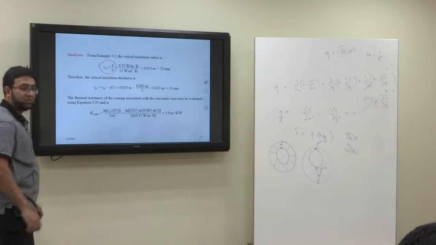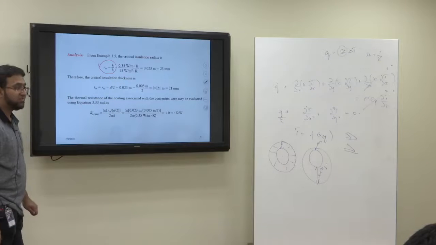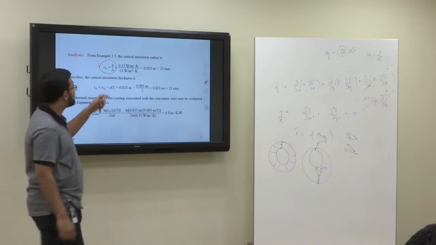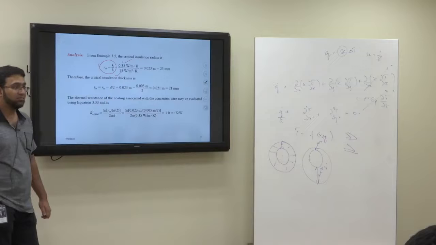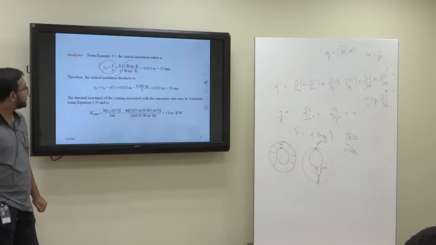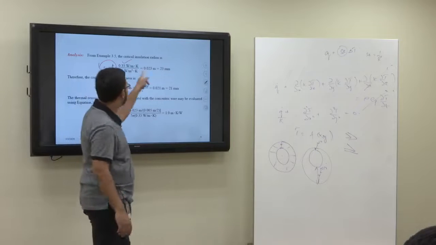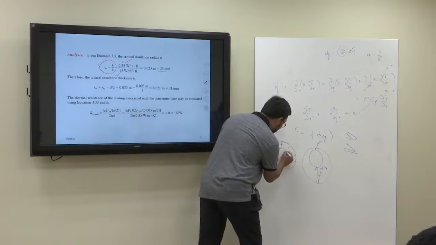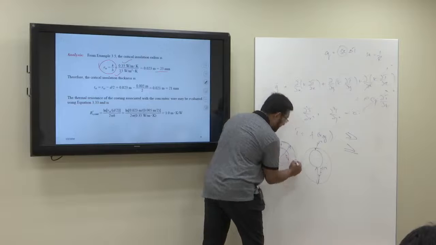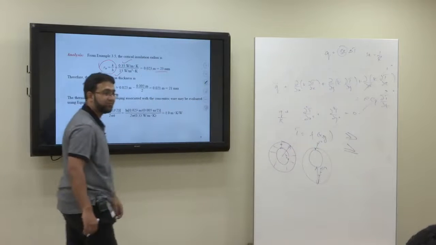Critical radius is given by the formula K upon H. Now, K is provided to you, H is also provided in the problem. So now you get what is the critical radius. Okay, so that's the critical radius here. This is our critical radius.